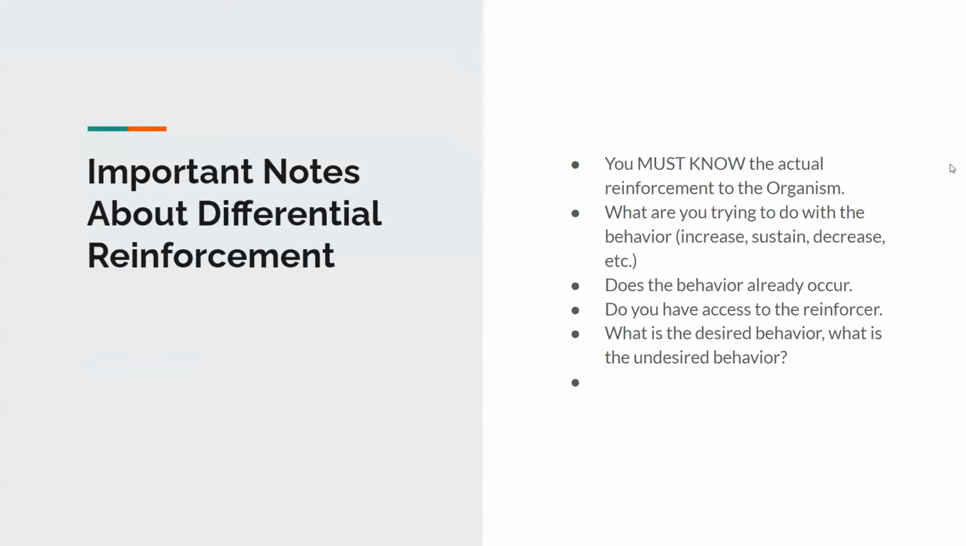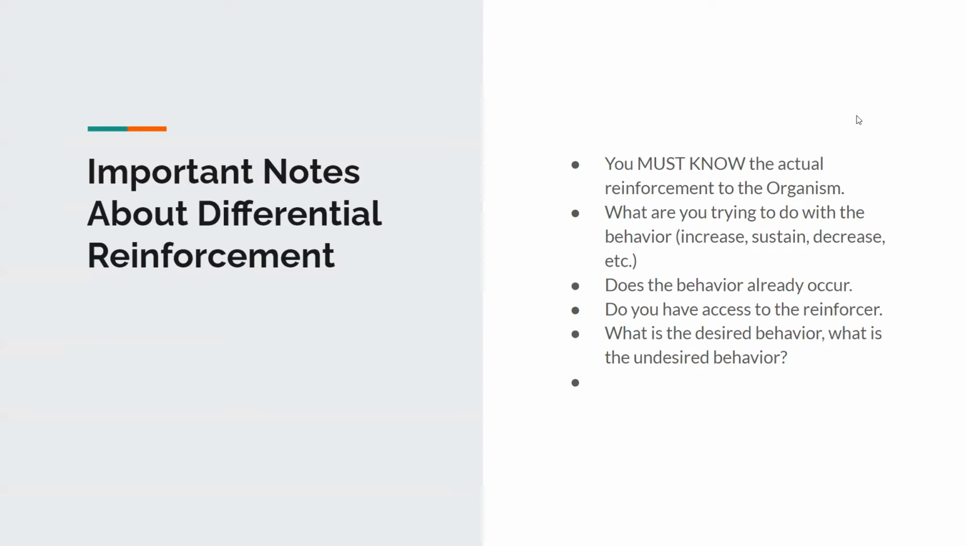Some important things that we should go over before we actually dive on in is that you must know the actual reinforcement to the organism. You cannot start guessing what it is because it wouldn't work very well. And then you have to know what you're trying to do with the behavior, right? If you're trying to increase, sustain, or decrease, it depends on what you're trying to do with the behavior, because depending on what you're trying to do, you might have to pick a different DRA.